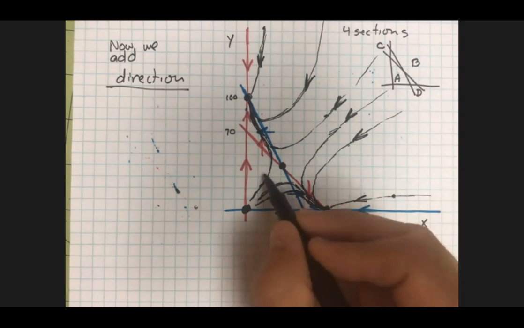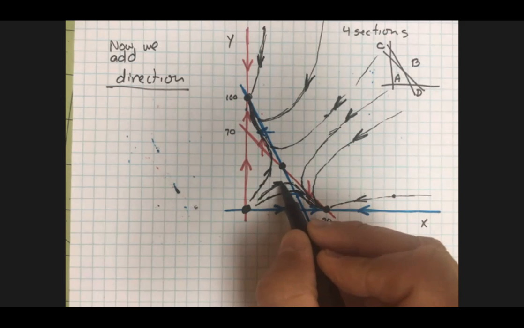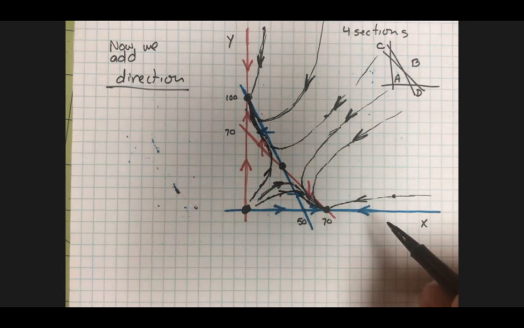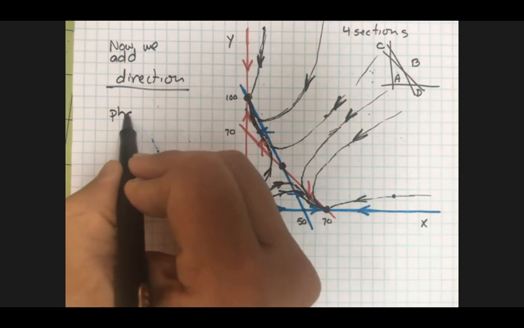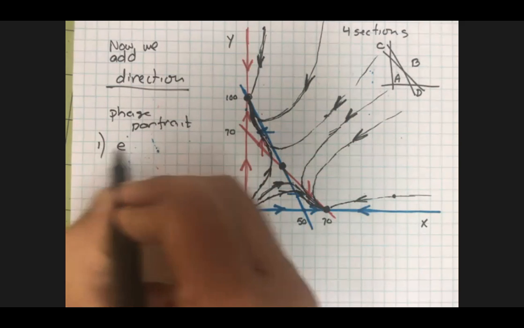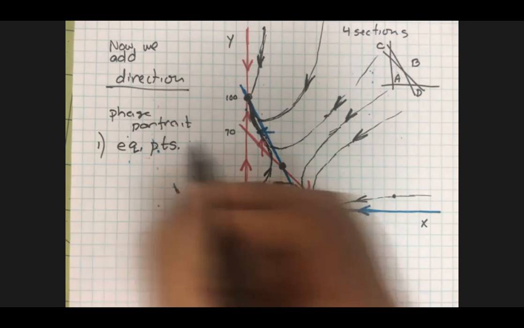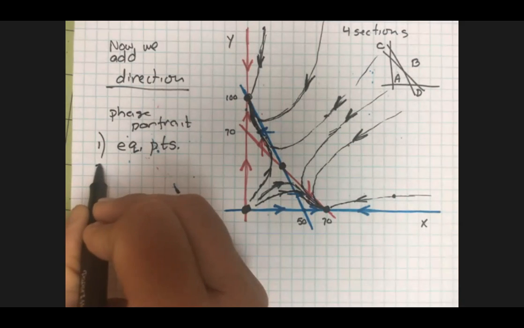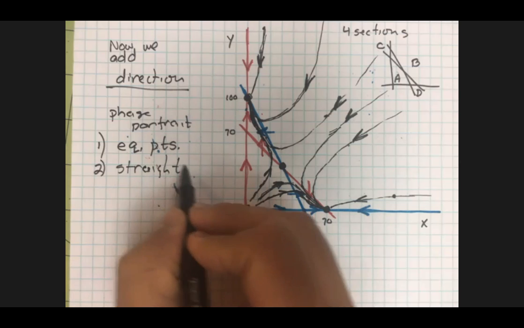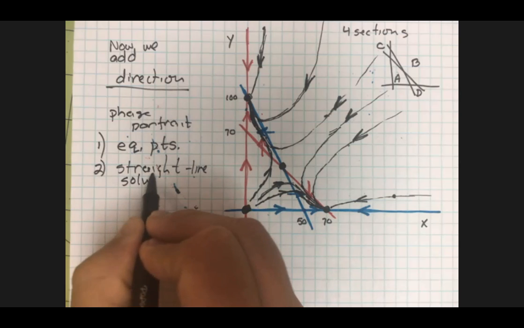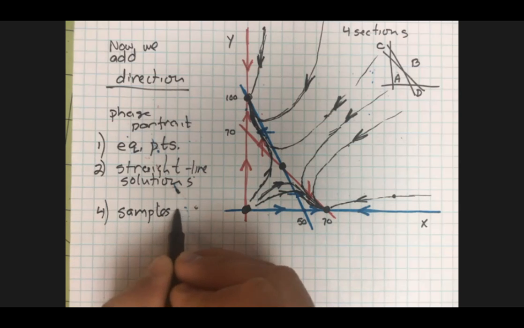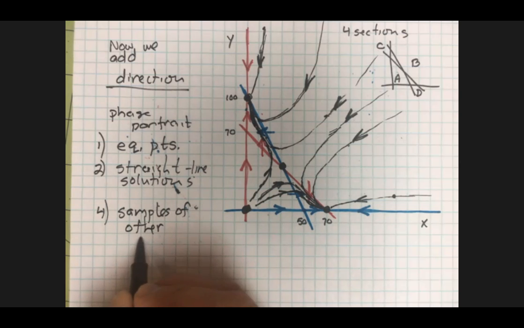But what do I have? I have a strong feeling that I understand this system. I have a strong qualitative understanding of the system. In fact, this is a phase portrait. Do you see phase portrait? It has the equilibrium points. Make sure you put this in every phase portrait. The black equilibrium dots where there's no motion. It has all straight line solutions. It has samples of other solutions.